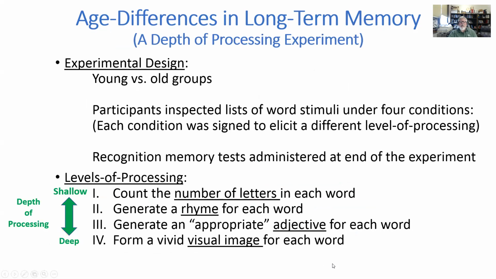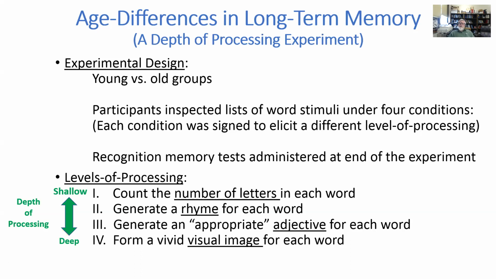Let's look at this depth of processing protocol and a study that was done using young and old healthy observers to see what happens to the depth of processing effect as people age. So again, in this experimental design, we have groups of young people and groups of old people. They're all selected to be healthy individuals. And the participants are given lists of words to inspect with the instructions that later their memory for those words is going to be tested.